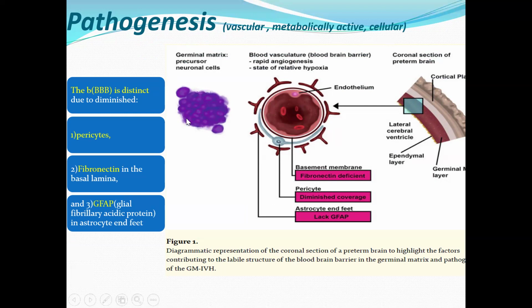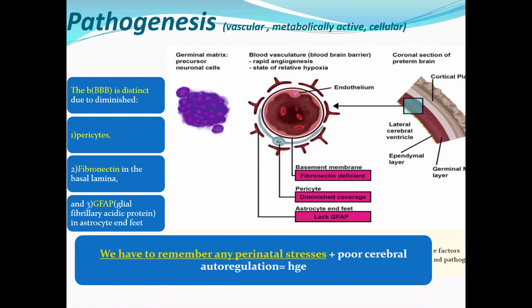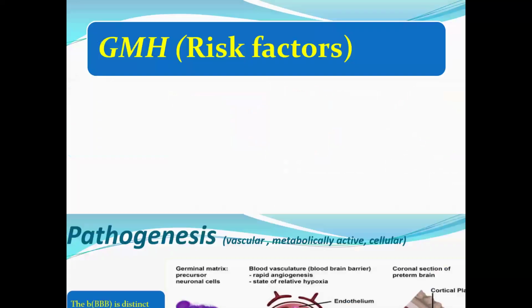This vasculature is fragile because the blood-brain barrier at the germinal matrix is distinct, due to lack of pericytes, which means lack of coverage. This is the pericyte. And there is lack of fibronectin within the basal lamina of the basement membrane, and lack of glial fibrillary acidic protein, which is secreted from the astrocyte feet. This is the astrocyte feet. This is the pericyte. This is the basement membrane. So it is fragile. So any neonatal or perinatal stress plus poor cerebral autoregulation equals hemorrhage.